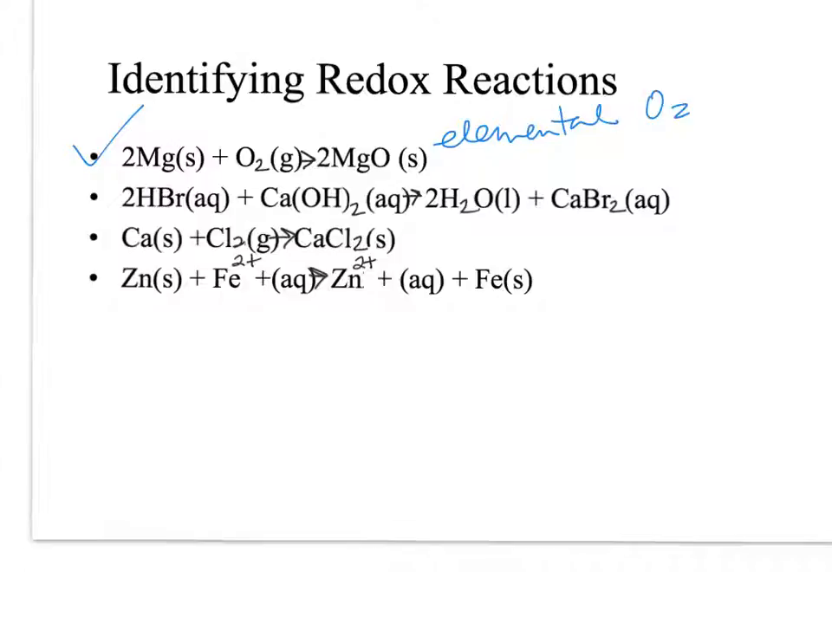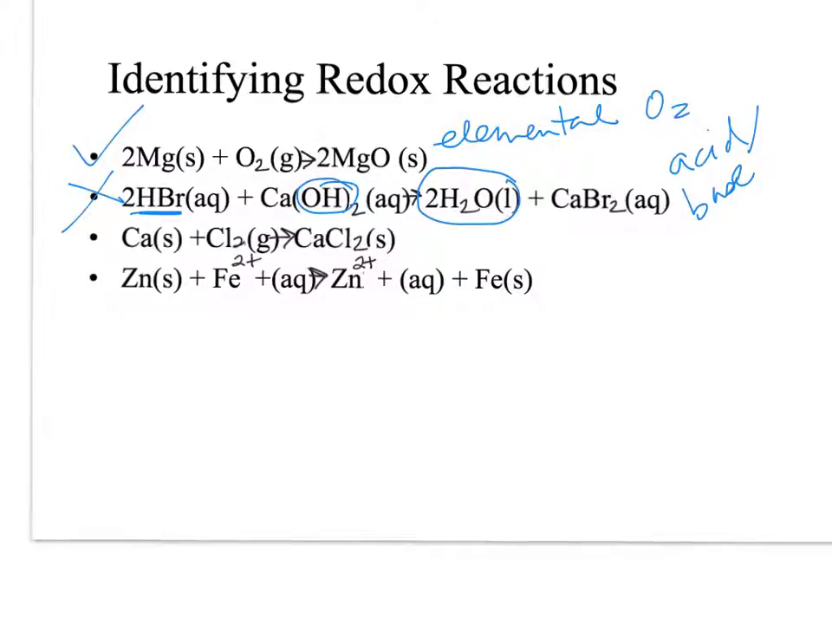In the second example, you can see that I have water as a product, and that tells me that I'm probably dealing with an acid-base reaction. Looking more closely, I do have hydrobromic acid, and I see this OH. So it does look like I have an acid and a base. So this is an acid-base reaction or a neutralization reaction, and neutralization reactions are not redox reactions. So I'm going to take that out.